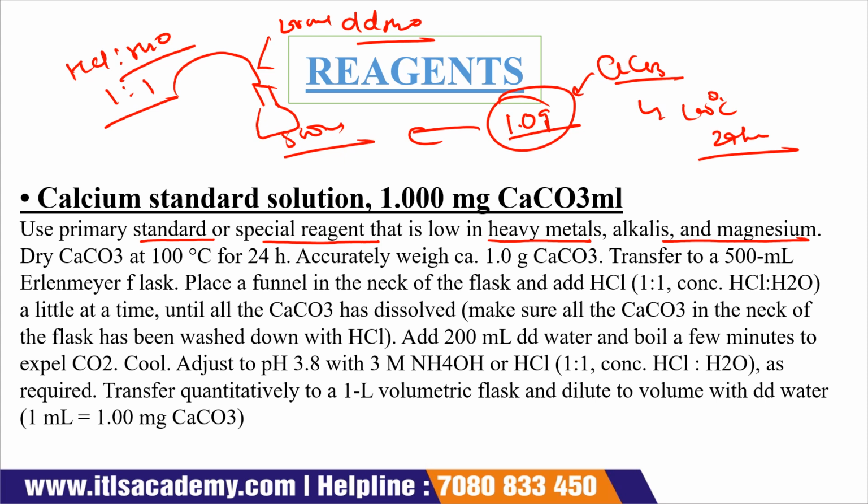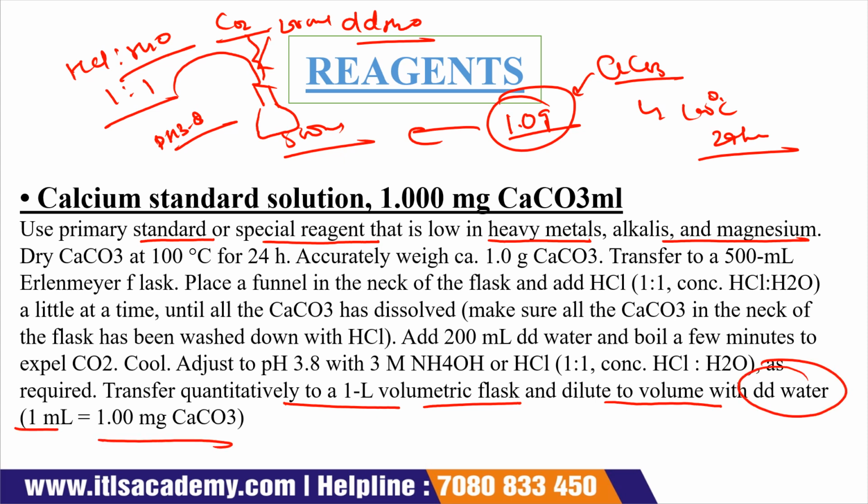After a few minutes, carbon dioxide is expelled when we add this deionized distilled water. Now we have to adjust the pH to around 3.8 with the help of ammonium hydroxide or HCl plus H2O, as required. Then we transfer the whole quantity into a 1 liter volumetric flask, and dilute it to volume with deionized distilled water, so that 1 ml is equal to 1 milligram of calcium carbonate.